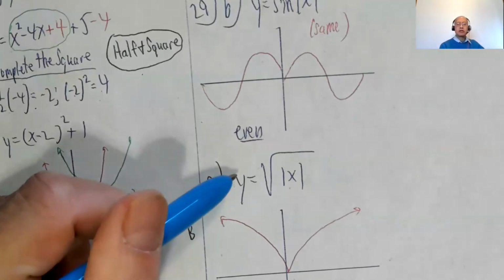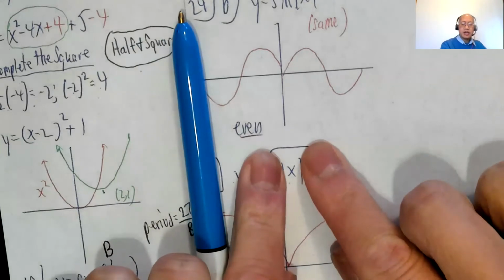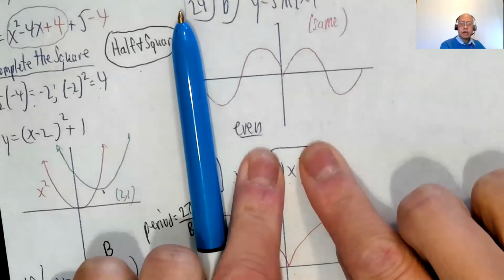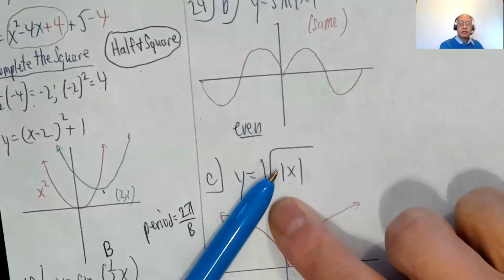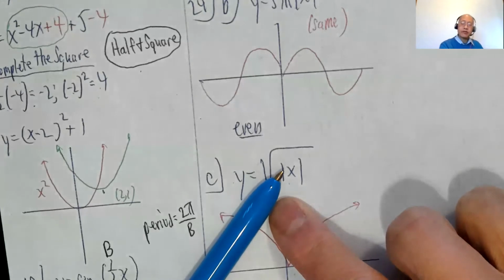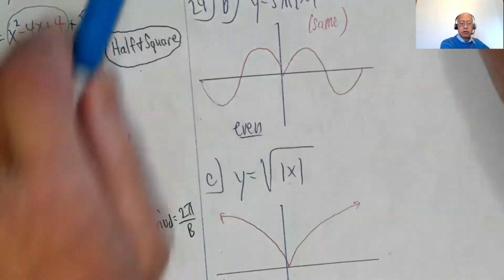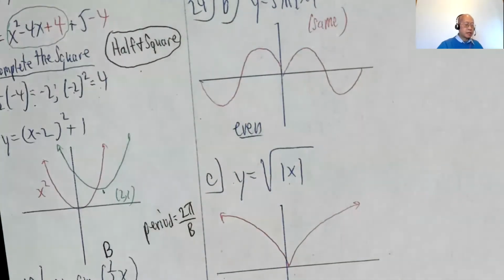Okay, C, y equals square root of absolute value of x. If I only had this, I would not be allowed to put any negatives in. Since I have absolute value of x, I can put negatives. And furthermore, this now becomes an even function. If I plug in 7 or negative 7, I get the same thing. If I plug in pi or negative pi, I get the same thing. So I'll just take the regular square root function and reflect across the y-axis, and I get something that looks like that.